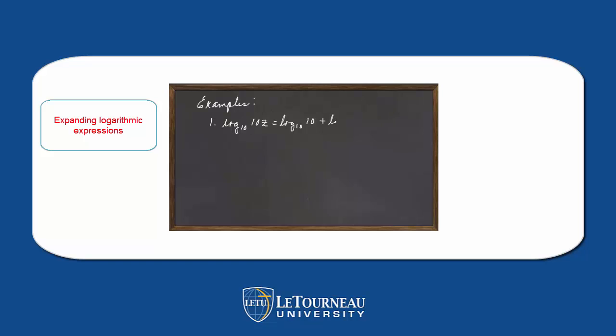For example, here I have the log base 10 of 10z. That equals the log base 10 of 10 plus the log base 10 of z. And remember, log base 10 of 10 is 1. Let's do another one. How about the natural log of the cube root of t? We'll rewrite that as the natural log of t to the 1/3, which is 1/3 natural log of t.